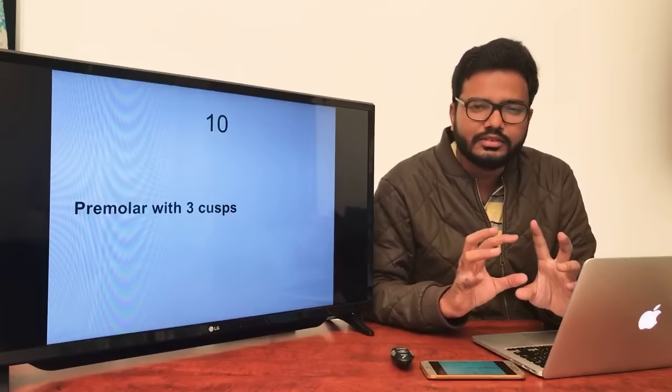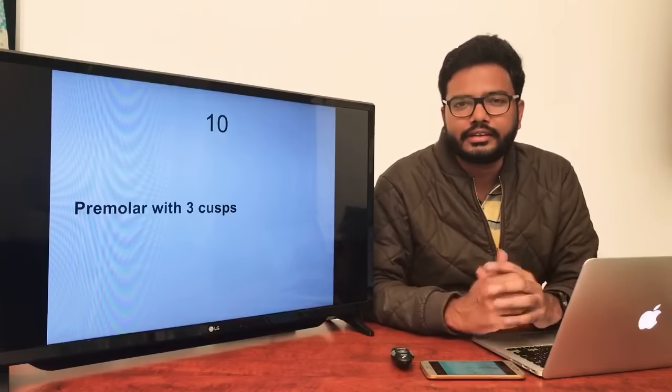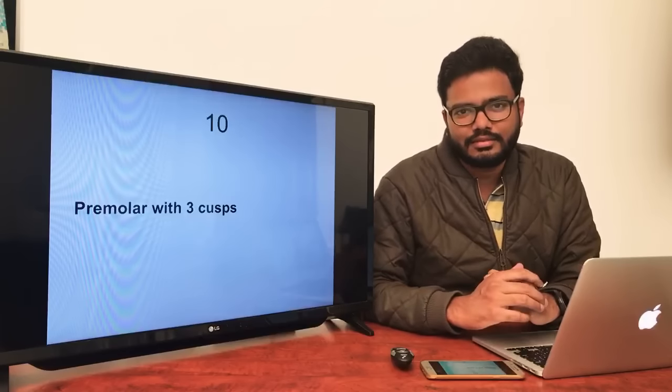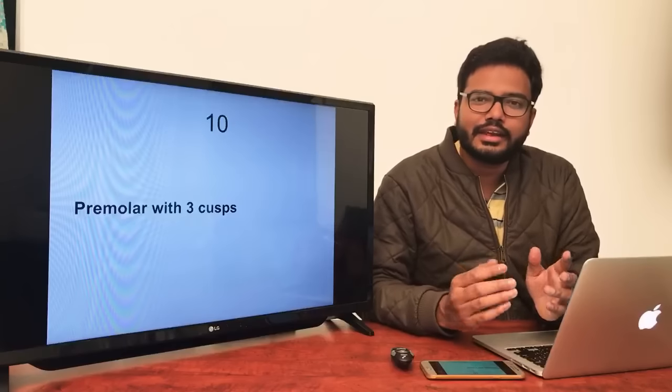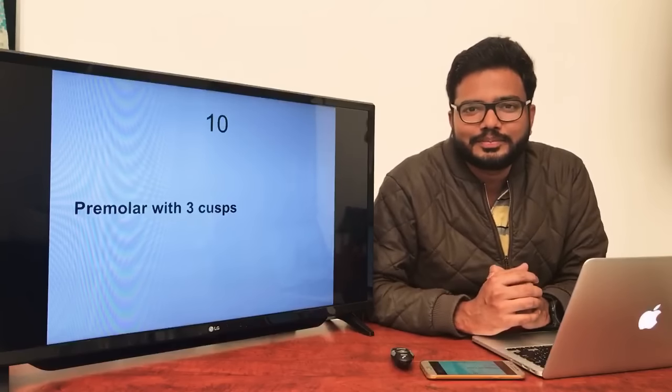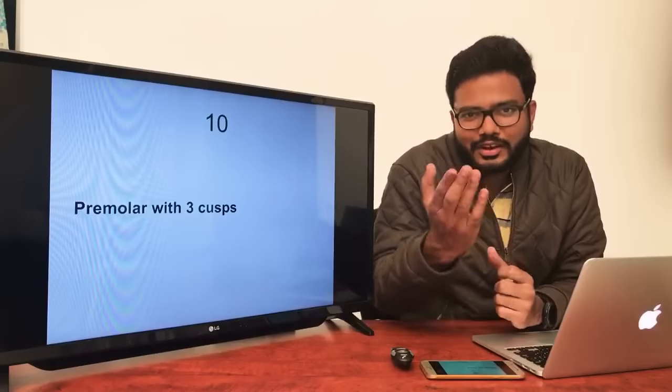Enigma is something which is difficult to understand, complicated, and not so easy, right? So it has several meanings. So which tooth in dentition is considered as an enigma to an endodontist? Or an endodontist, future endodontist?